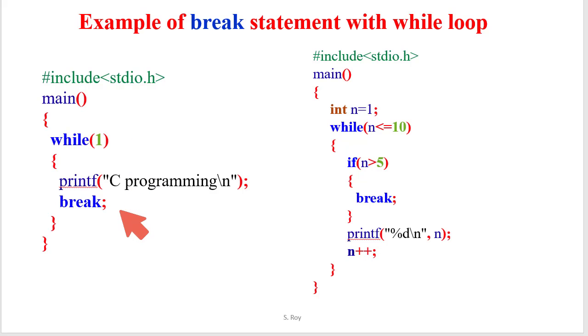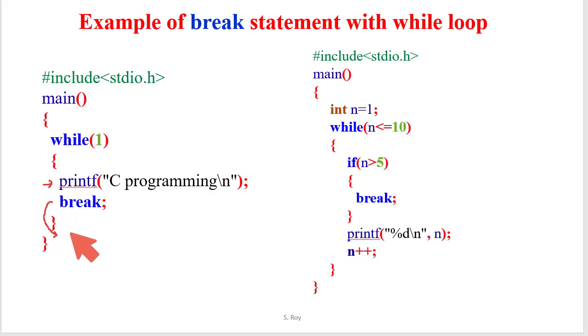There is another example using the break statement. While(1) means this is always true, so execution enters into the while block. It will print C programming. After that, the break statement will be executed. When this break statement is executed, the execution comes out of the while loop. This is the end of the while loop, so execution will come out at this position. Though it is an infinite loop, it is terminated with the break statement.